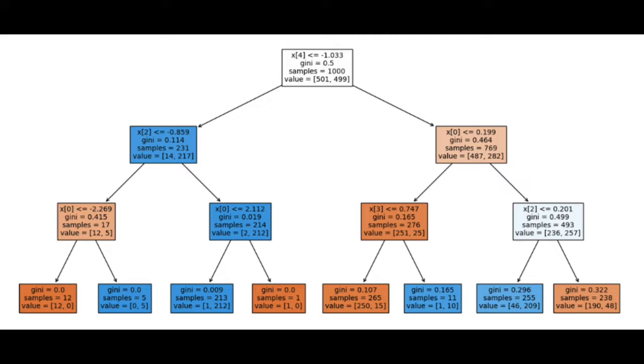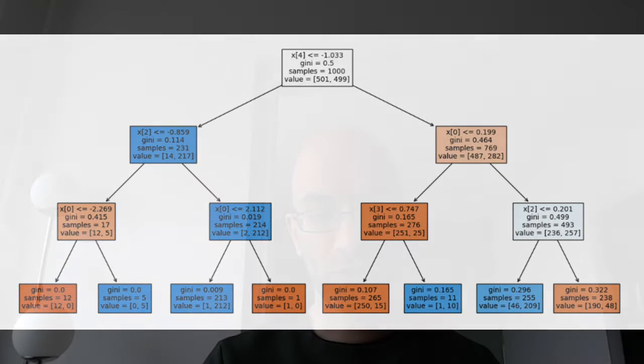We see that the root node is based off of the 4th input feature, and then that branches out. The left branch is looking at feature 2, the right branch is looking at feature 0, and so on and so forth. So we can look at the features that are used to split at each node, and then also the split points as well.